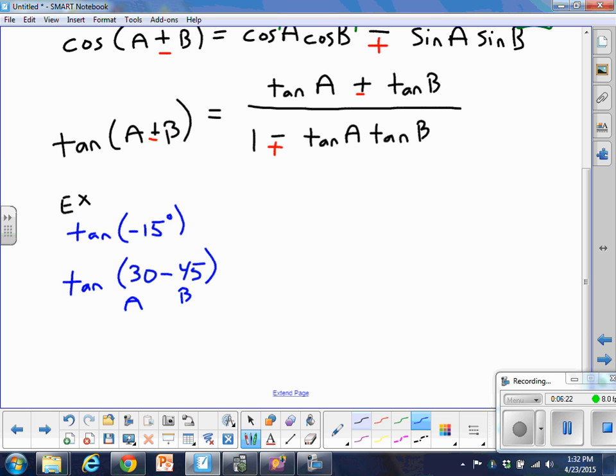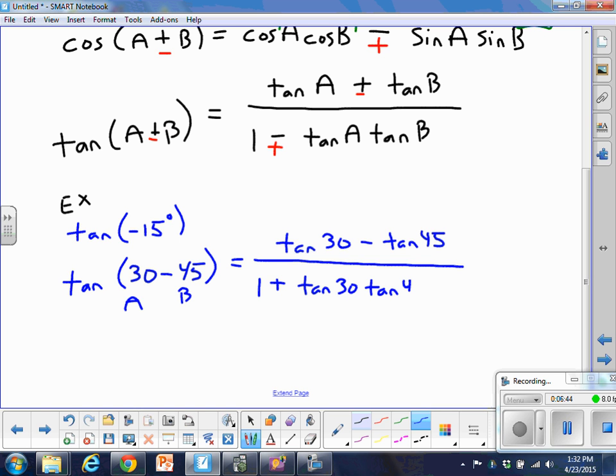And I'm using the minus rule here. So the numerator is just going to be almost like, again, if you imagine distributing that tangent. So tangent of 30 minus tangent of 45. And the denominator, 1, opposite sign, so plus the two tangents multiplied together. Okay, so that's going to be our setup, plugging into the equation up there.